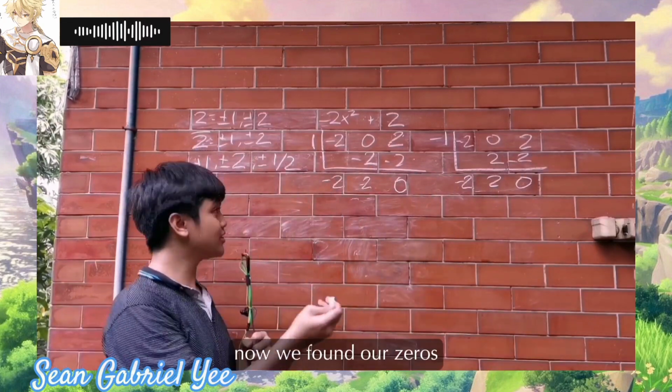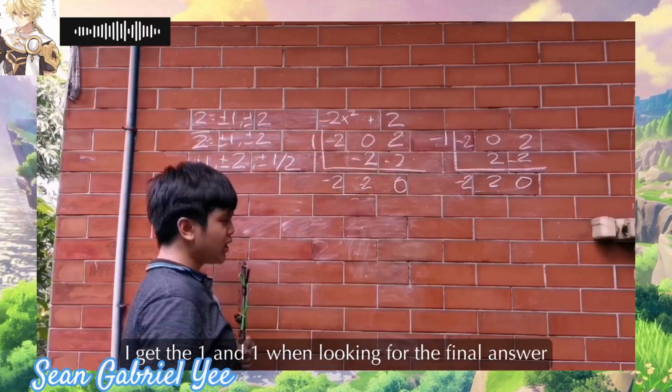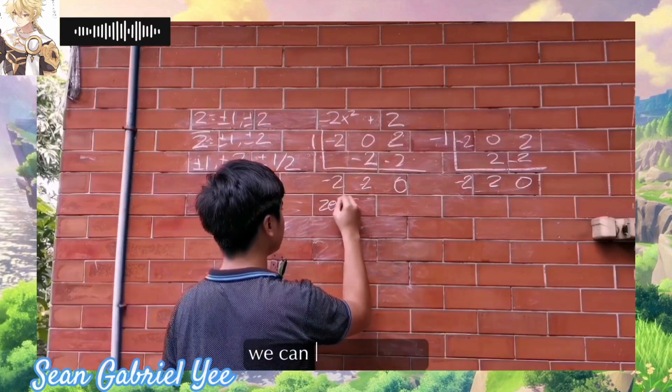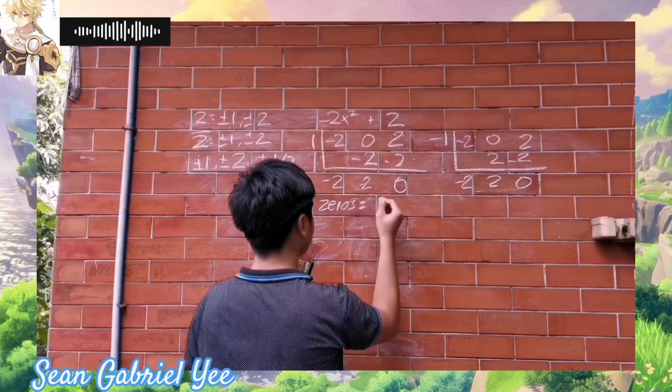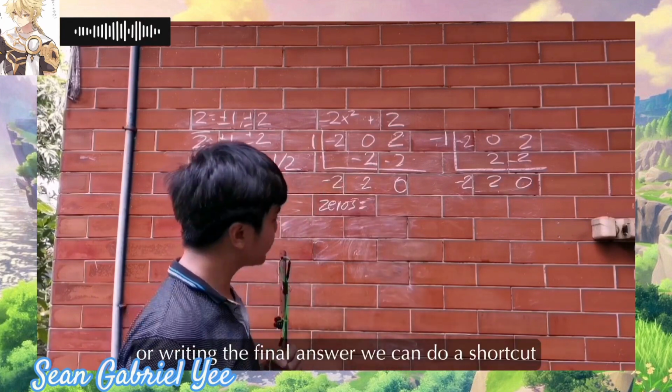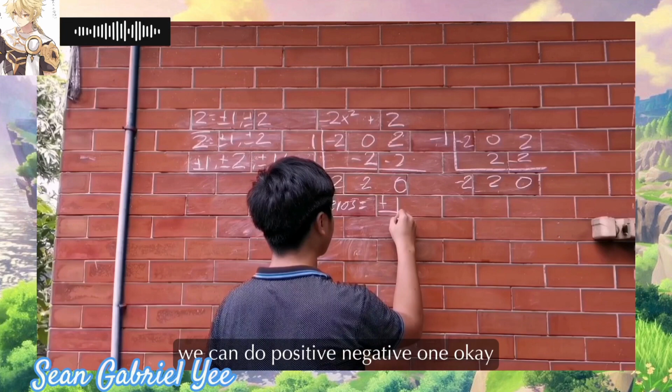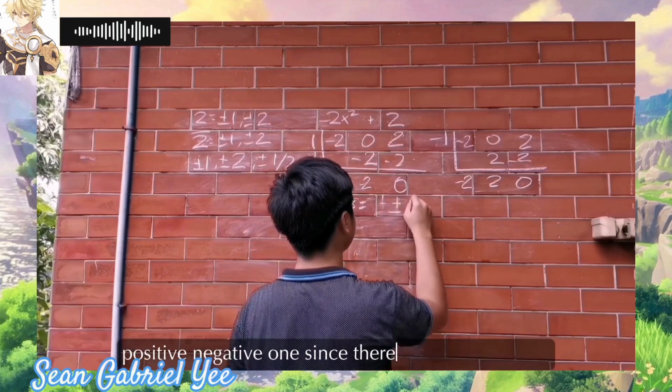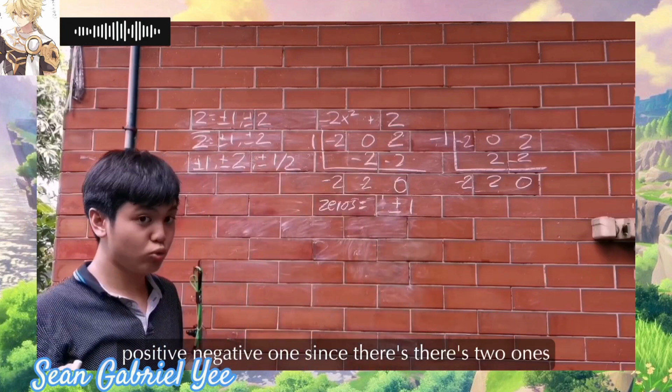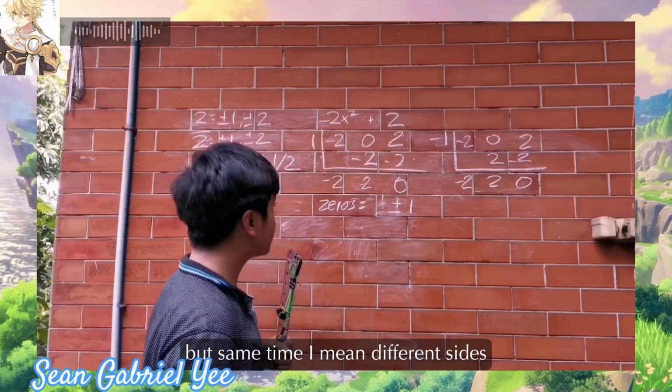Now, we found our zeros: negative 1 and 1. When writing the final answer, we can do a shortcut. We can do positive negative 1. Since there are two 1s, but different signs. So, there you go.